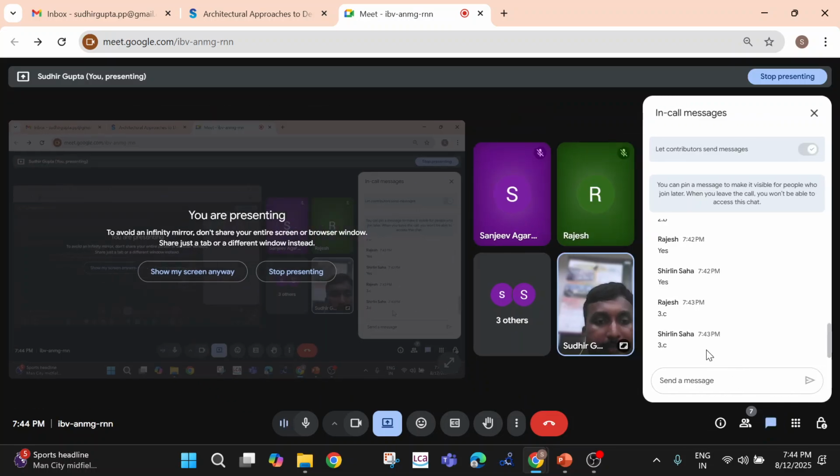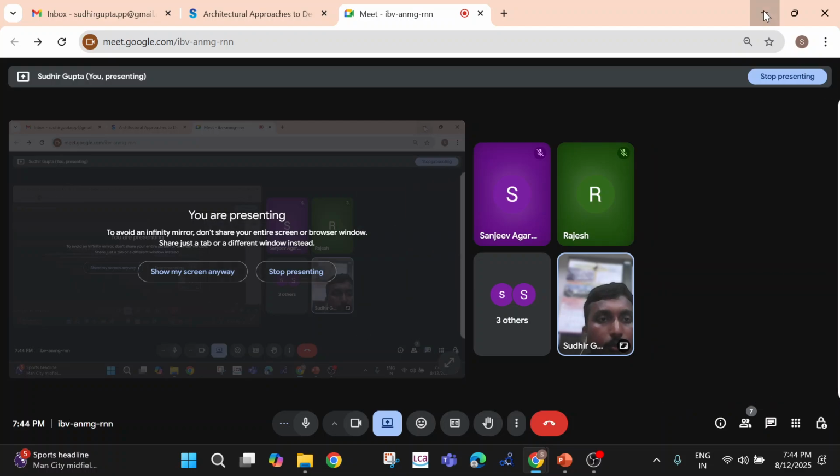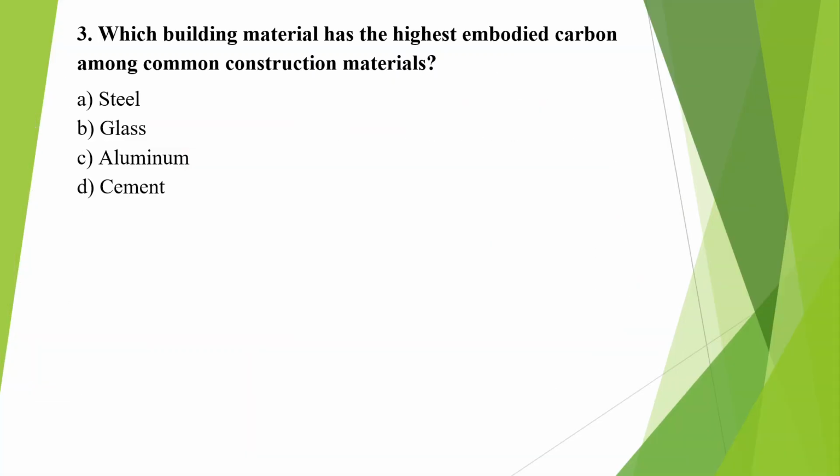Yes, as I can see, you are going for option C, and you are absolutely correct. Option C is the correct answer for this question, and we discussed in lecture 2 of week 3 that aluminum has the highest embodied carbon, followed by fiberglass, with steel, cement, and glass also significant due to their higher usage volume. But out of all, aluminum has the highest embodied carbon. That's why option C is the correct answer for this question number 3, and you have answered it correctly. So let's move to question 4 then.